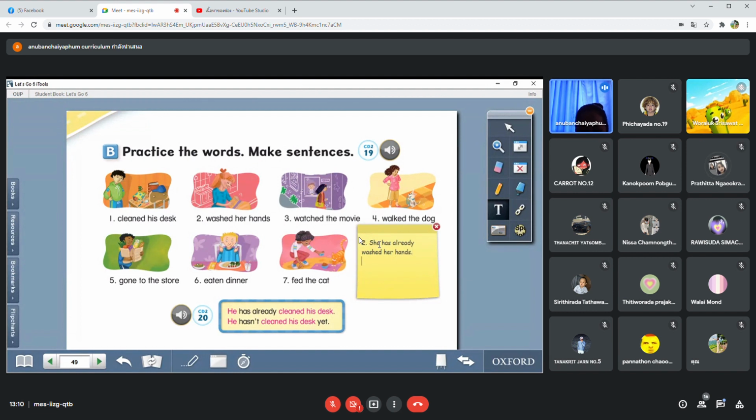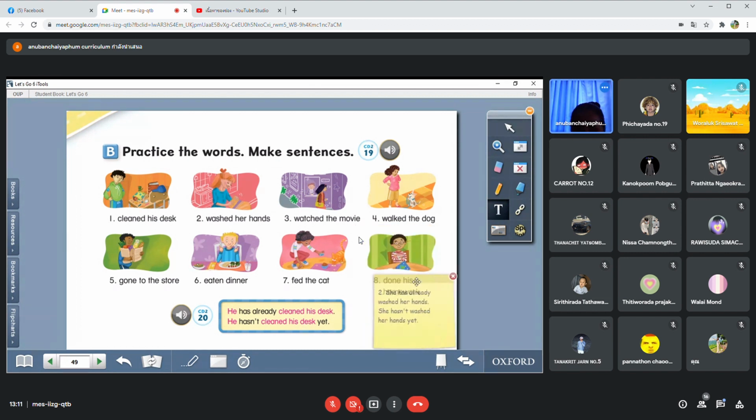How are we going to change that into negative form? She hasn't. She hasn't what? She hasn't washed her hands yet. Very good. Well done. So do you know now what to do? Yes. It's so easy, right? Just follow the pattern.